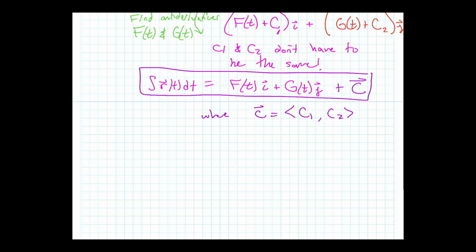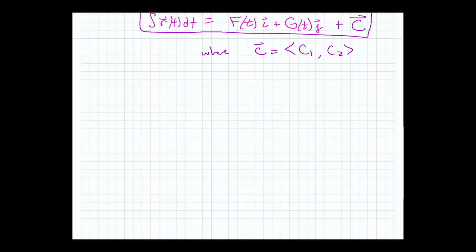Let's just do one integral. I'm not really going to do a lot of these because they're very straightforward. So we're just going to compute the integral from 1 to 3 of, hey, that's dumb.